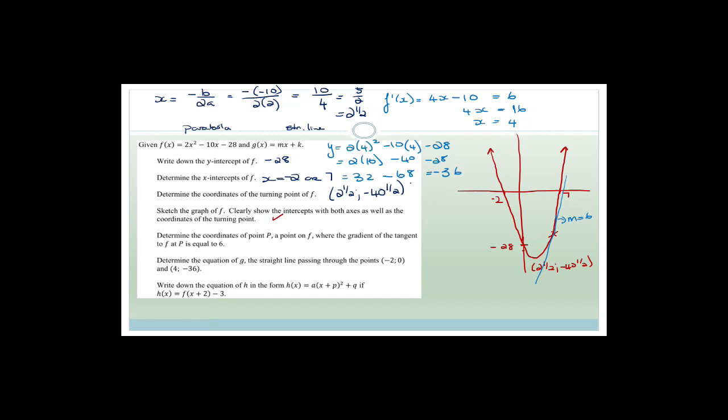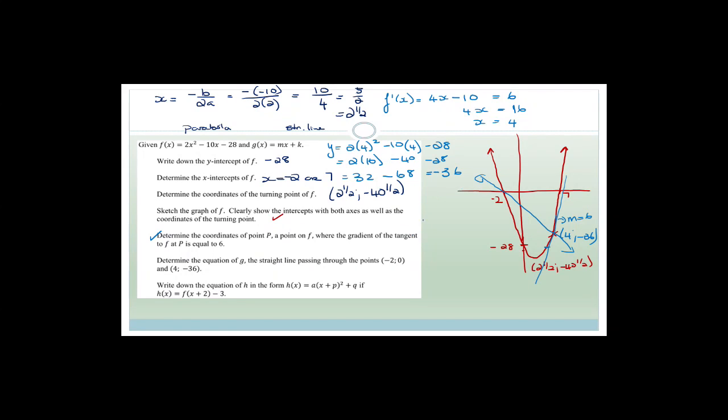Minus 36. Okay, so that point there is going to be (4, minus 36). It's actually more like a point there. But anyway, there we go. Now it says, determine the equation of g, a straight line passing through the points (minus 2, 0) and (4, minus 36). So we want a straight line passing through those two points. Okay, so we can do that.